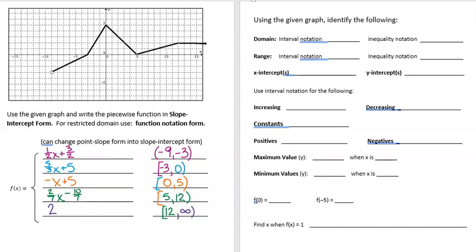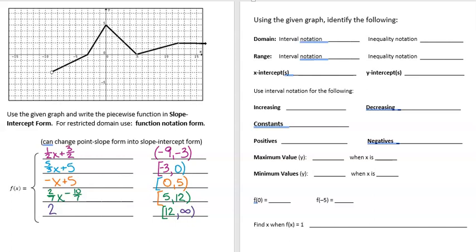Hi folks, this is part 2 of the Introduction to Piecewise notes. We're going to look at the third and final part of the notes that says, using the given graph, identify the following. So I have the graph up on the screen, and I also have what we're trying to find on the right side.